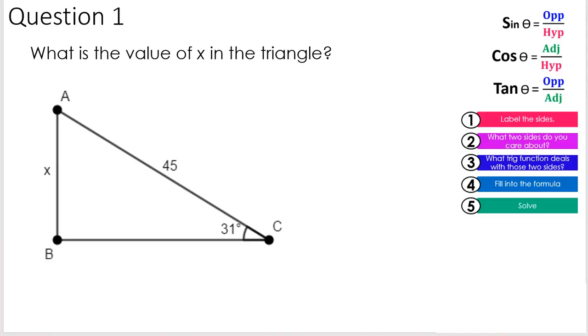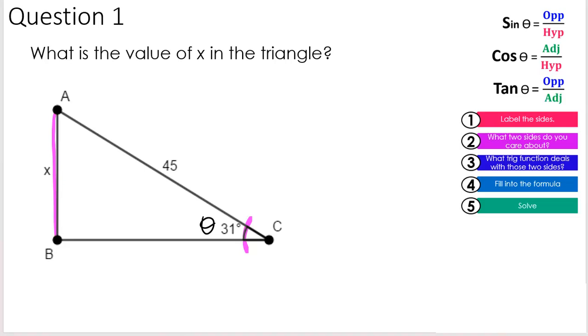So it says, what is the value of x in the triangle? So we are trying to find the length of this side. Here is our angle. Remember, we also call that theta, okay? Now, we're trying to find this side over here.